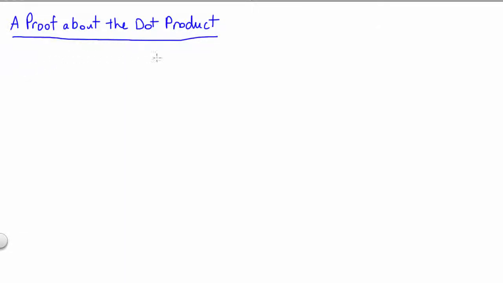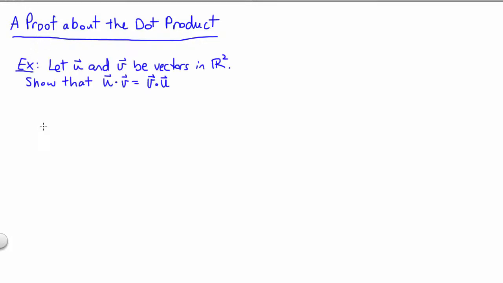This video will help us practice two important ideas. First of all, the concept of the dot product. Second of all, how to set up a proof. Here's the problem. Let u and v be two vectors in R2. We want to show that u dot v is equal to v dot u.